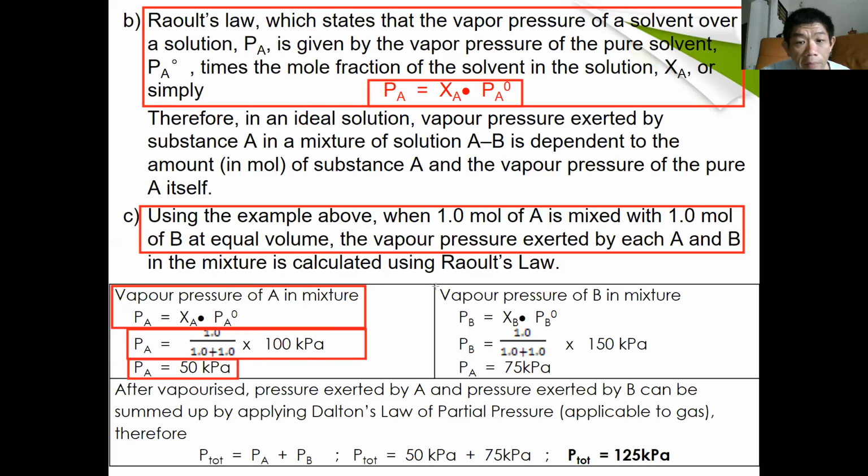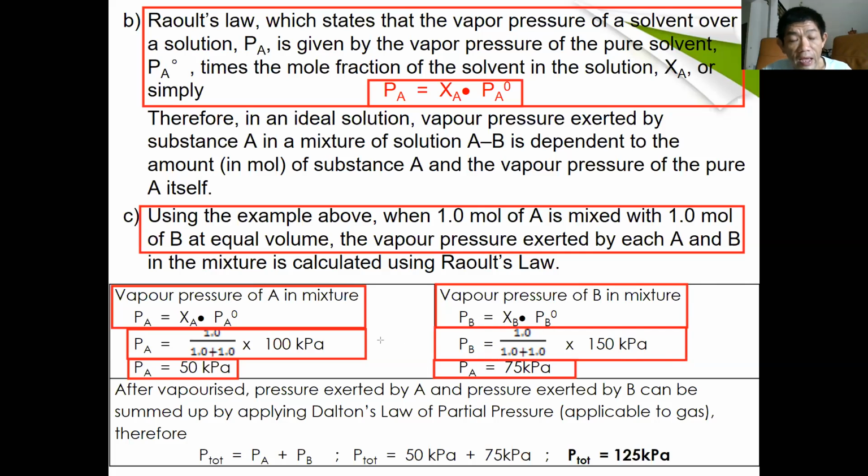Whereas the vapor pressure of B in the mixture is equal to the mole fraction of B multiplied by the pure vapor pressure of B. Substitute inside your equation. So PB equals 1.0 divided by 1.0 plus 1.0 multiplied by the pure vapor pressure of B, which is 150 kilopascal. As a result, you get PB, not A, B, sorry, typing error. PB equals 75 kilopascal.